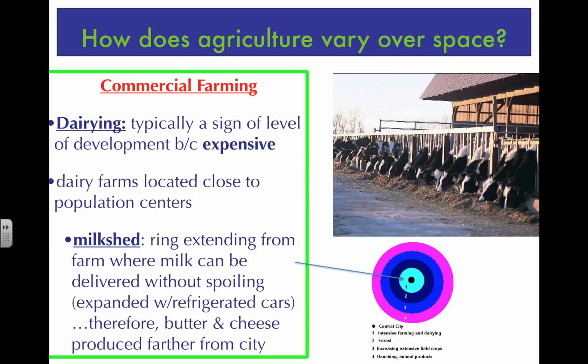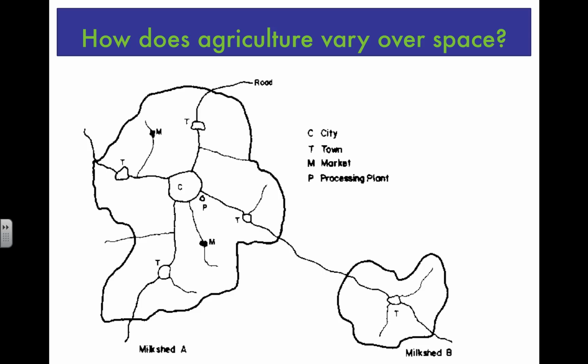Because of this concept of the milk shed, butter and cheese tend to be produced farther away from cities. If a dairying farm is not close to a population center, and they have to travel very far to get to, say, a city or a larger town, then it's more likely to be a butter and cheese producing dairy farm, because the butter and the cheese can travel much farther and there's maximized profit for the farmer.